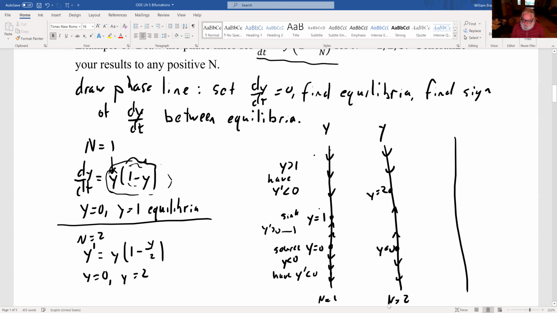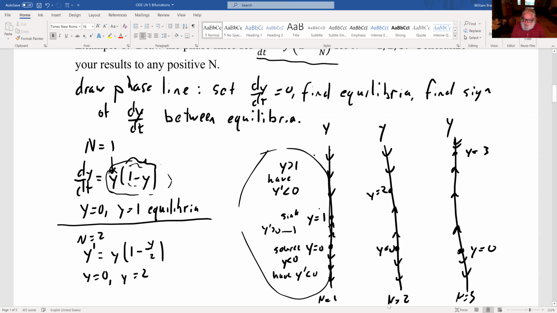And then for N equals 3, what happens? Well, if we set N equals 3 in our differential equation, our equilibria are going to be y equals 0 and y equals 3. By the same reasoning we used here, this will be negative, this will be negative, and this will be positive. So y prime is positive in here, and y prime is negative up here. y equals 0 is a source all the way through, and y equals 3 is a sink.